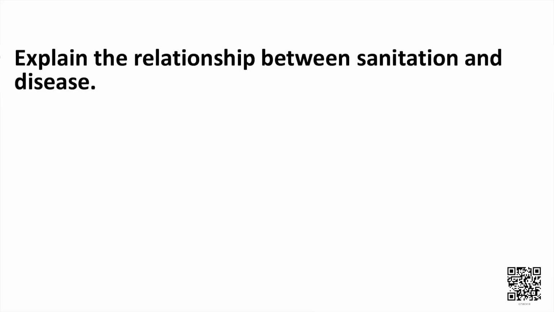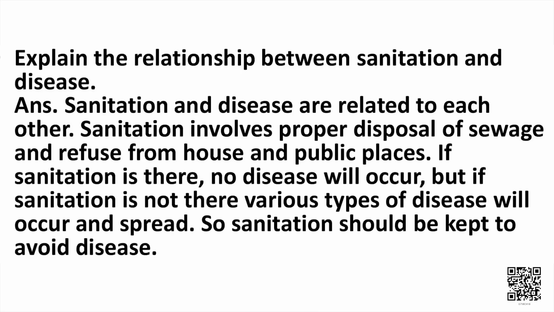Moving on to another question, that is, explain the relationship between sanitation and disease. So students, to answer it, sanitation and disease are related to each other. Sanitation involves proper disposal of sewage and refuse from house and public places. If sanitation is there, no disease will occur. But if sanitation is not there, various types of disease will occur and spread. So sanitation should be kept to avoid disease.